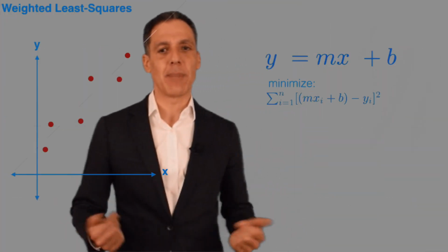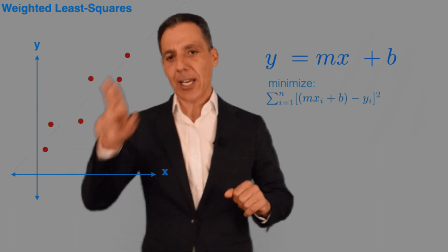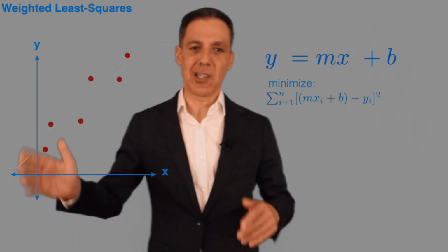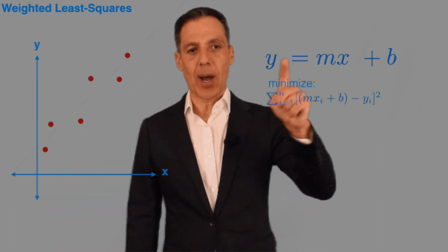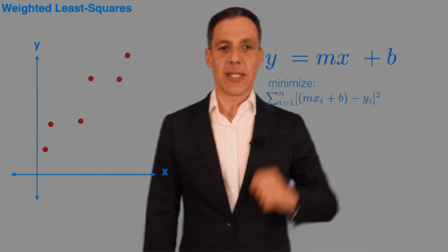As promised, we are going to talk about weighted least squares. So let me first give you some intuition as to what I mean by weighted least squares. Well, let's go back to least squares. A bunch of data points, and I want to fit a model to it, a line. The line is parameterized by y is equal to m, slope, times x, plus b, the intercept.